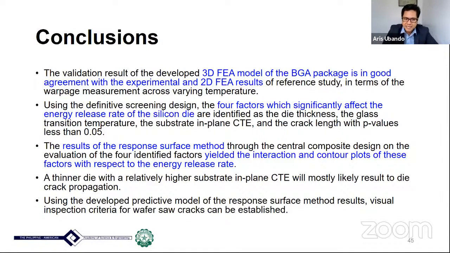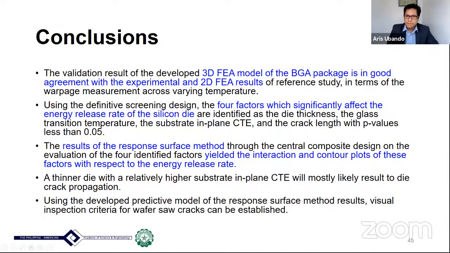So we hypothesize that of course, before doing the assembly, the silicons coming from the wafer are actually being sawn. During that process, there are some initial cracks, very minute cracks that can possibly propagate in the assembly line. So that is the result of the study.